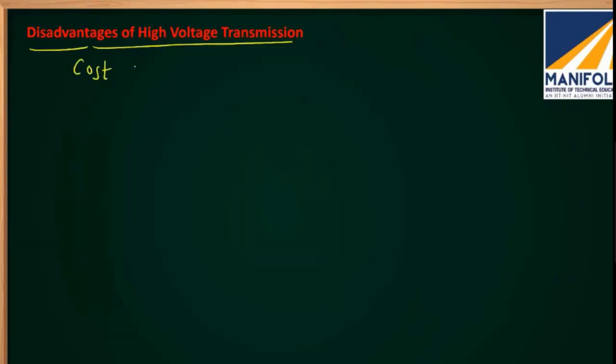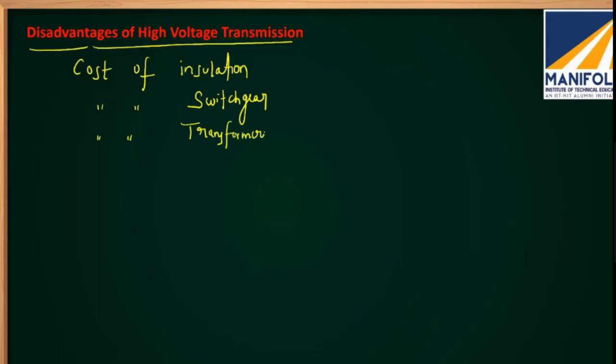Cost control of insulation, cost of switchgear, cost of transformers, cost of towers, and cost of ROW. All costs will increase. Why? The more the voltage, the more insulation we have to provide.